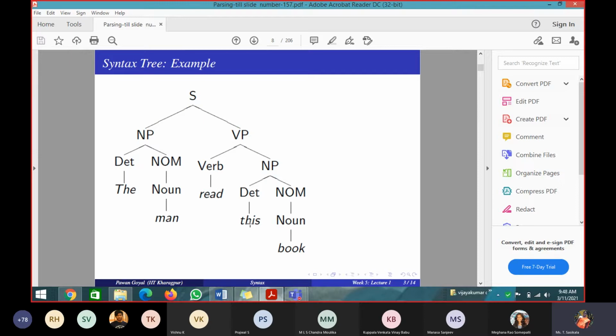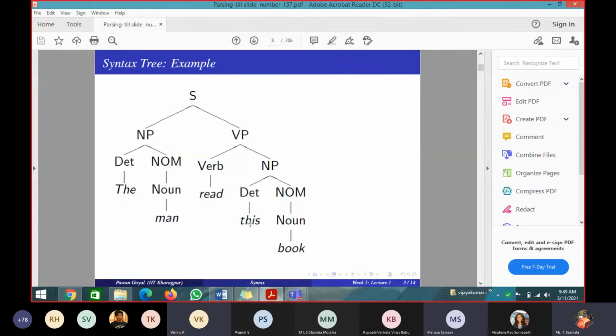So can you tell me what are the words, what is the sentence they have taken to draw a syntax tree here? The man read the book. Okay, so what are the words I have here? This is the sentence they have given. So what are the words I have here?